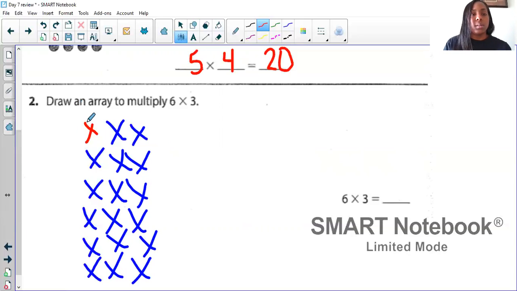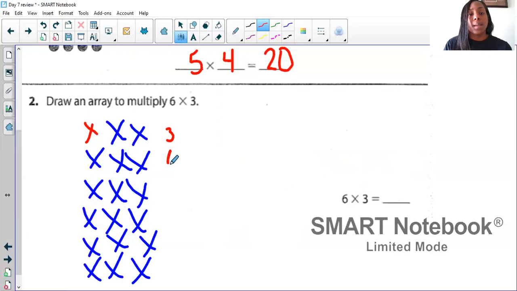Okay, so let's take a look. I've got 6 rows of 3. And how many are in each column? There's 6 in each column. So what is that going to look like? 6 times 3 equals what? You can always count by threes. Got a friend who loves to count by threes.